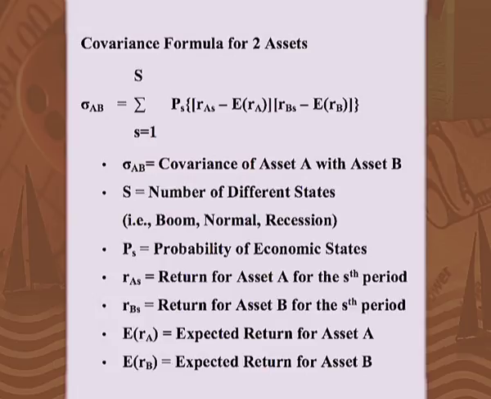The covariance formula for 2 assets now is: covariance of asset A with asset B is equal to summation of PS, which is probability of economic states, multiplied by RAS, return for asset A for the s-th period, minus ERA, that is expected return for asset A, multiplied by RBS, that is return for asset B for the s-th period, minus ERB, expected return for asset B. Here S is equal to number of different states, that is boom, normal and recession period.